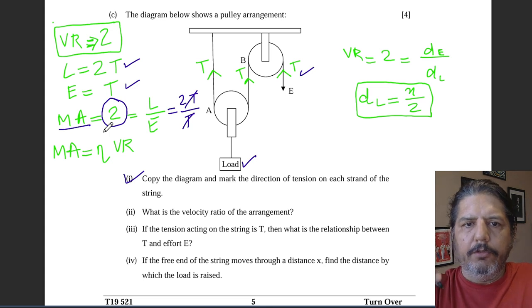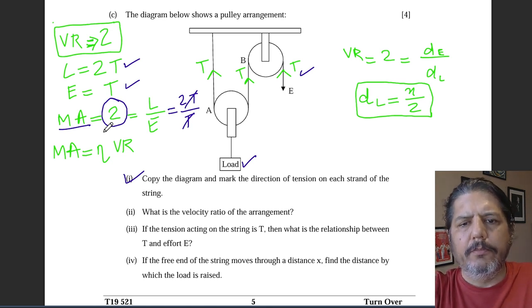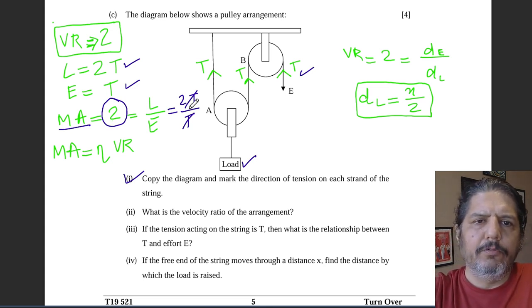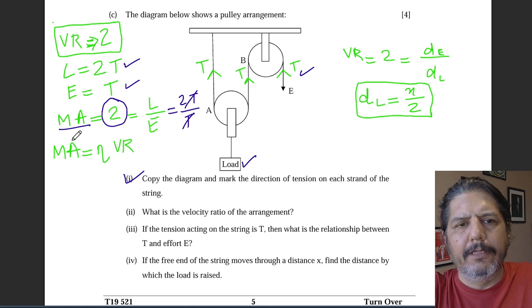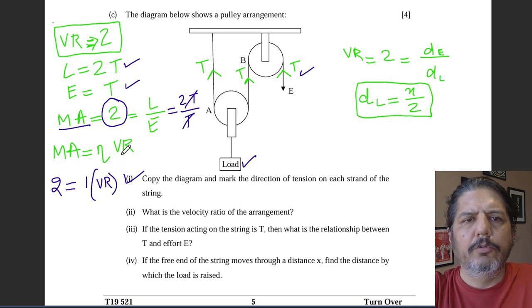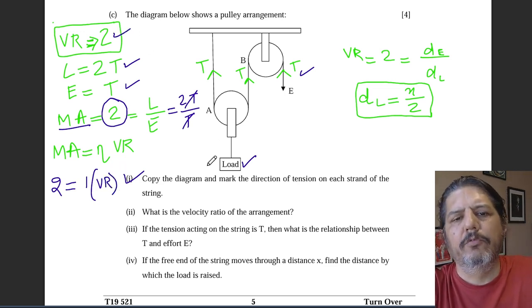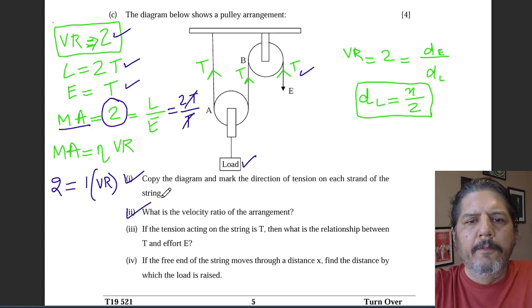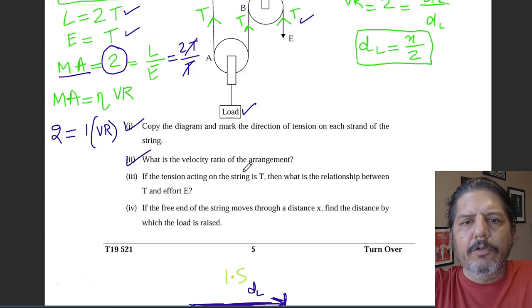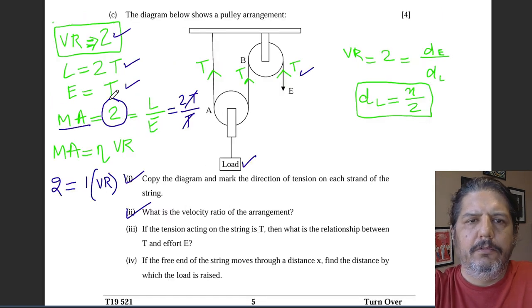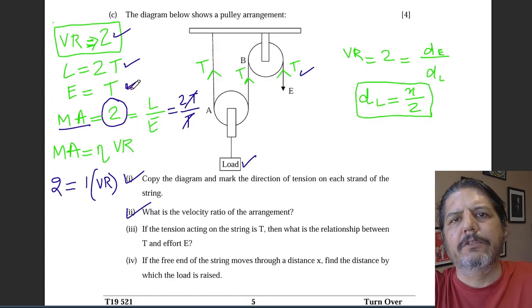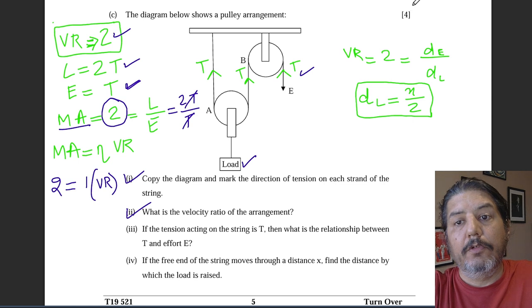And no friction, because this is the ideal machine. All these machines, when we are deriving, are assumed to be ideal. So mechanical advantage is 2, efficiency is 1. Therefore, the velocity ratio would be equal to 2, and that is why I have written it as 2. So this part is also done. If the tension acting on the string is T, then what is the relation between T and the effort? This is the relation which is there.